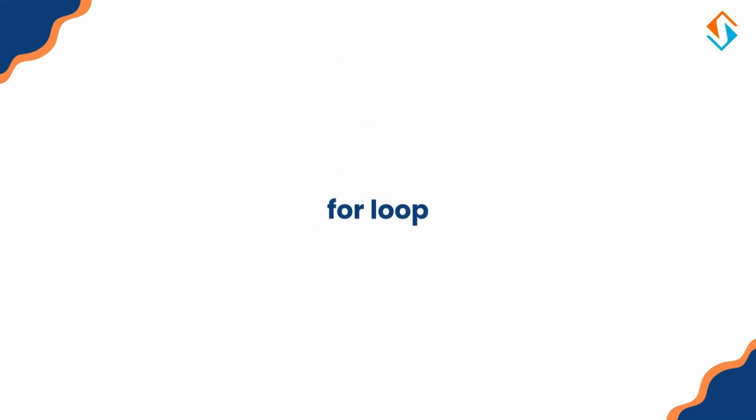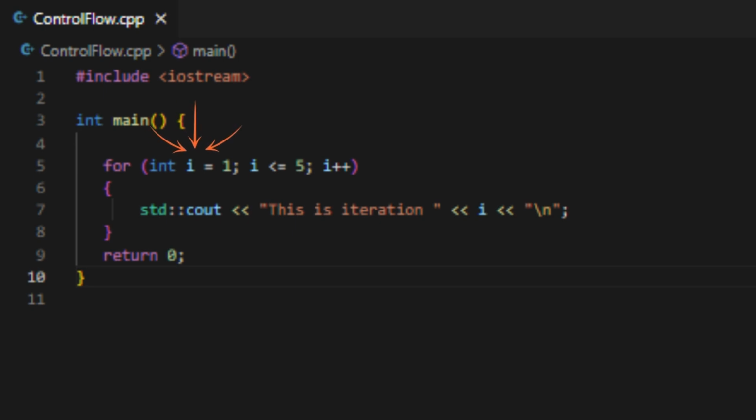The for loop is perfect when you know exactly how many times you want to repeat something. Here's an example. Int i equals 1 initializes the counter. i less than or equal to 5 is the condition. The loop runs while this is true. i++ increments the counter after each iteration. When you run this, it prints.